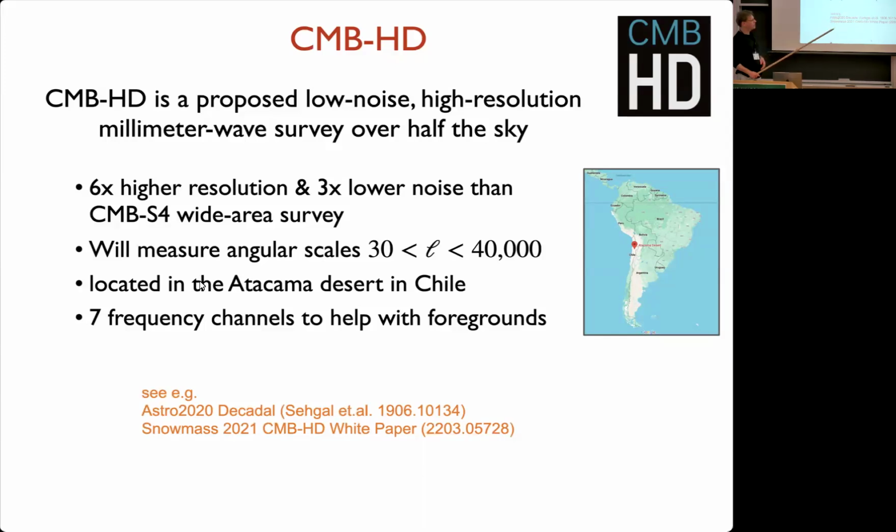It's located in the Atacama Desert in Chile, and it has 77 frequency channels, which will help you to clean foregrounds, which are going to be an issue, but you can deal with it with these various frequency channels. And there are papers for the Astro2020 decadal survey, although there's a Snowmass 2021 CMB-HD white paper that was put out if you want more details. So the collaboration has about, I don't quite know, but maybe 70-ish or so, and growing, number of people.